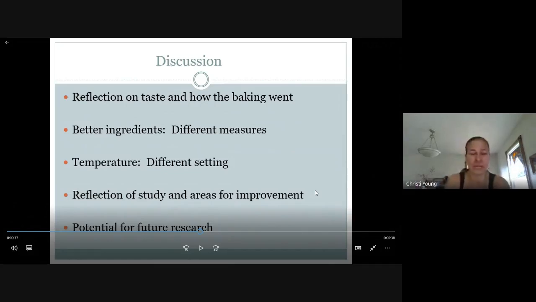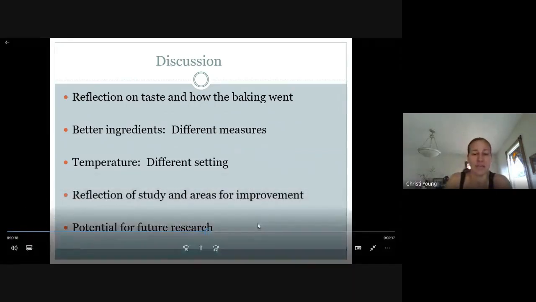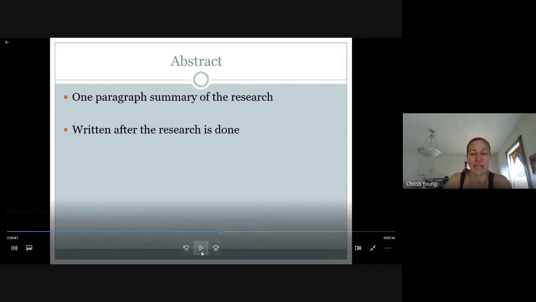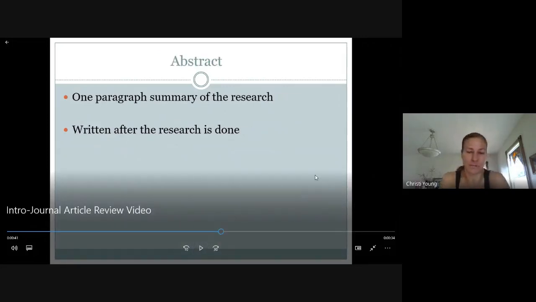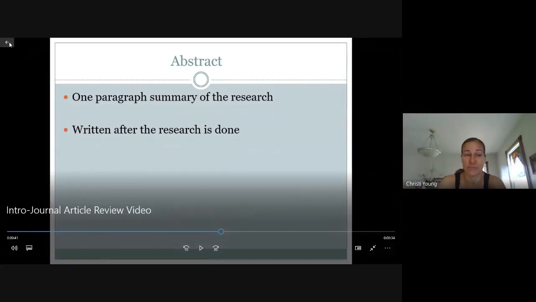So again, with my cake example, how did the baking go? What were the measurements? Did it work? Should I cook it at a different temperature? That sort of thing. And then the last thing that I think is the number one piece for a student is the abstract. The reason why I say this, it is a one-paragraph summary of the entire research opportunity. It's written after the research is done, and it can tell you, is this a good article to support or not support what it is that I am trying to share.